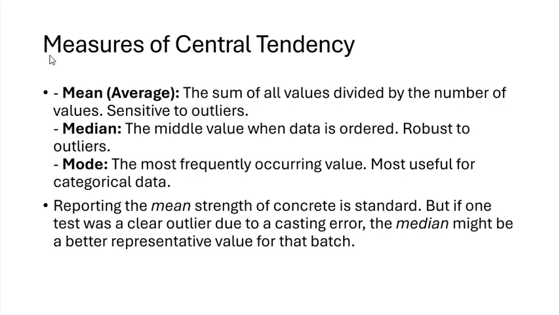So when reporting the mean strength of the concrete standard, if one test was a clear outlier, the median might be a better representative. So you have to select which one you want to have. Usually we depend upon the mean, provided that our observations do not have many outliers. If they have outliers, then we need to consider that.